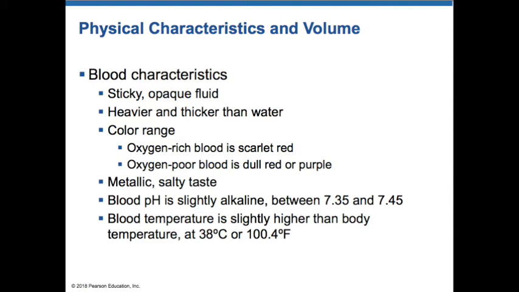Now, the blood pH will have a range between 7.35 and 7.45. Remember, if we go back to the chemistry chapter, a solution that is in close proximity to a pH of 1 or below 7 is said to be acidic, while a solution that is above 7, close to 14, is going to be said to be alkaline or basic. Now, another characteristic of blood is going to be its temperature.